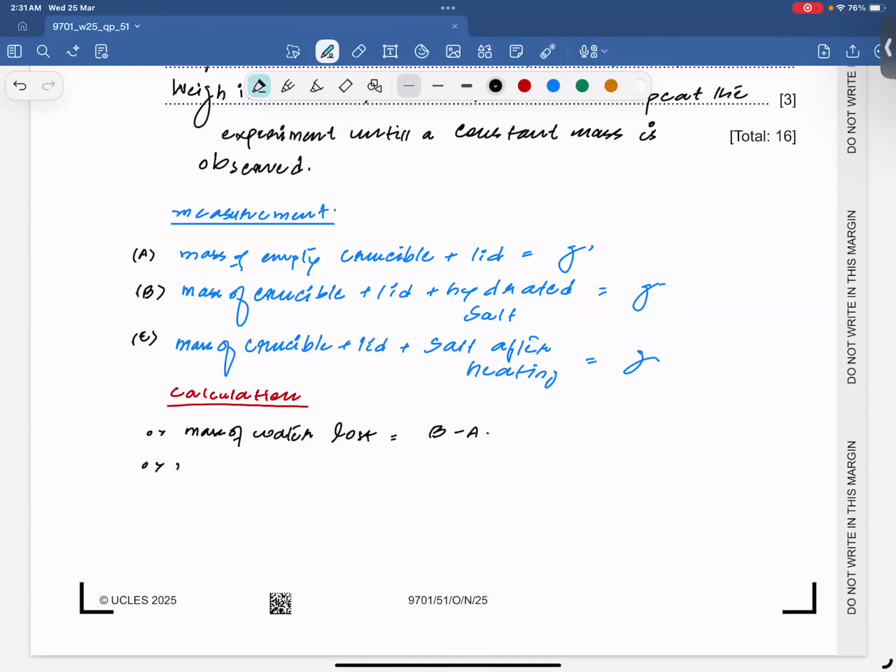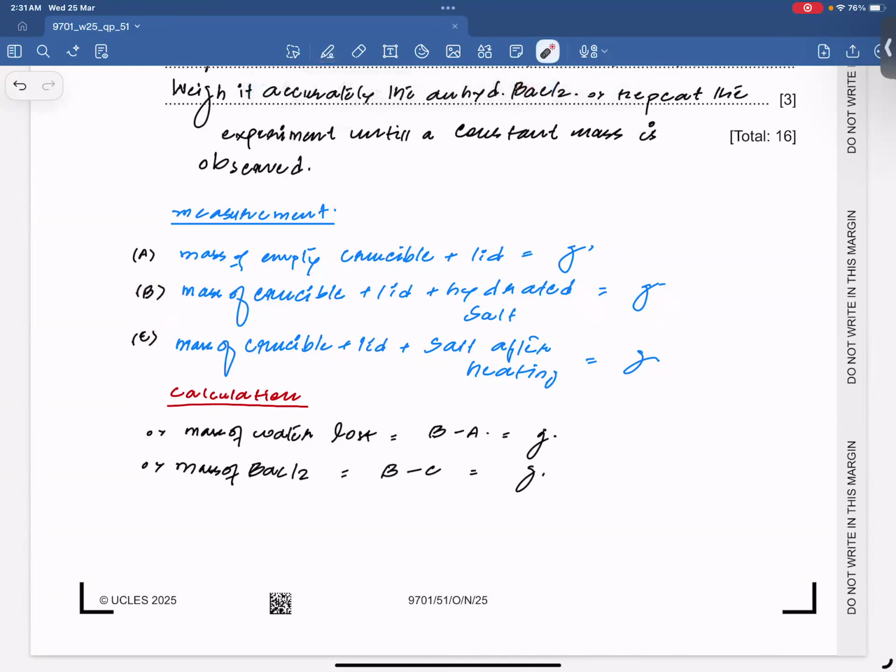Next is mass of barium chloride. For that, I'm going to subtract B minus C. Obviously, it has to be in gram. It has to be in gram, okay? So when I subtract these two values, I'll get the mass of barium chloride.